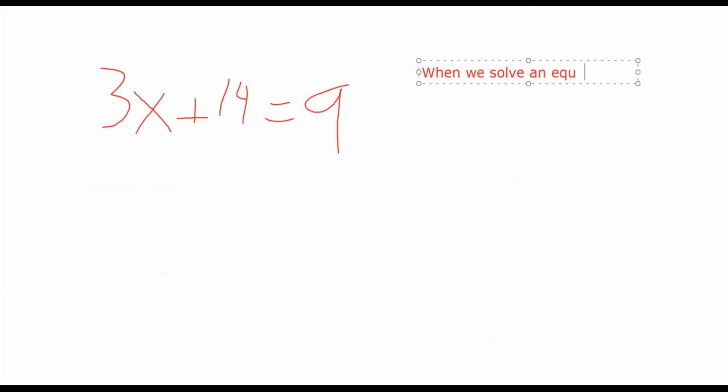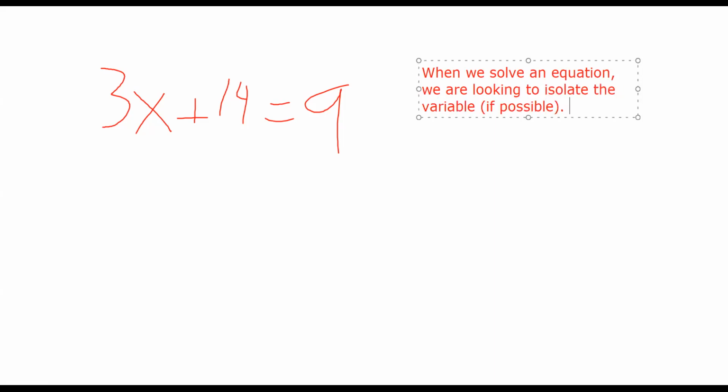we are looking to isolate the variable, if possible. And what we're truly, honestly, at the end of the day doing, we are trying to figure out what is a numerical value that I can plug into the variable all the way back at the original equation, that's going to make that equation a true statement and not a liar. We don't want our equations to be liars. We want them to be truth tellers.